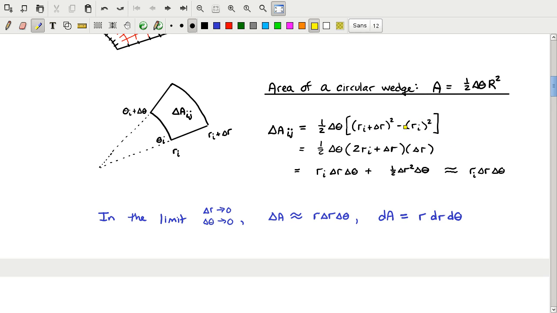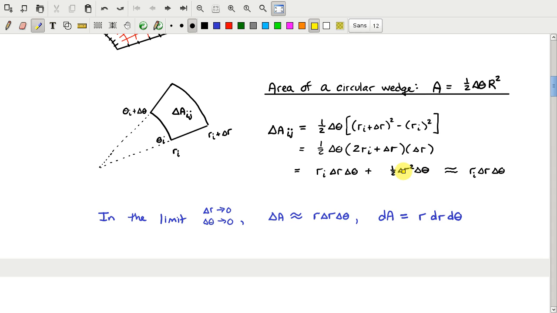This has the form a squared minus b squared, which can be written a plus b times a minus b. A plus b in this case would be ri plus ri plus delta r, so that's 2ri plus delta r. And a minus b would be ri plus delta r minus ri, or just delta r. So we can write that in the form 1/2 delta theta, 2r, the 1/2 here cancels the 2, and we get an ri delta r delta theta. And for this term here, we get a 1/2 delta r squared delta theta.